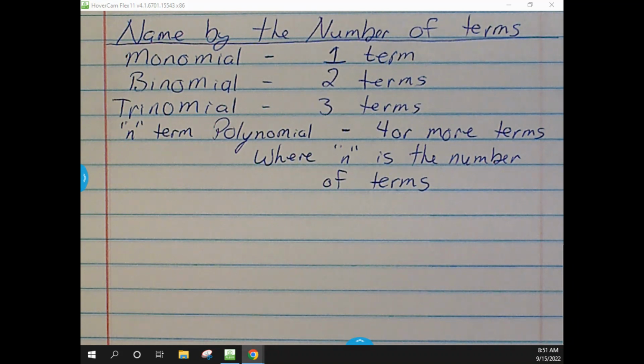Okay, so those are pretty easy. Monomial, binomial, trinomial. Again, after that, it's just 4 or 5 or 6 term polynomial. Just kind of name it from there.